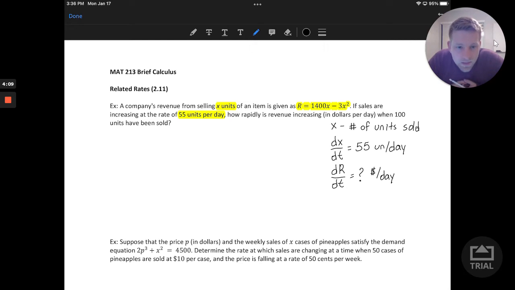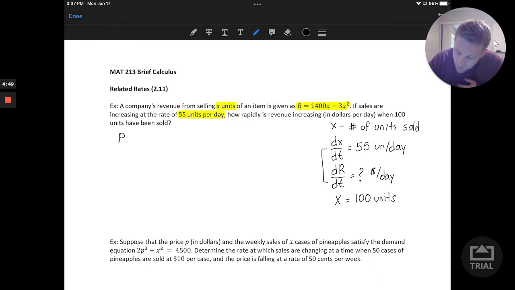And the last component we can take into account is we want to find how the revenue is increasing in dollars per day when 100 units have been sold. In other words, we want to make sure that x is fixed at 100 units. Okay, so those are our components. We have the rate of our quantity, dx/dt, and then the rate of our revenue changing, dR/dt. Those are the two rates that we want to relate, and we're going to relate them with this revenue equation.